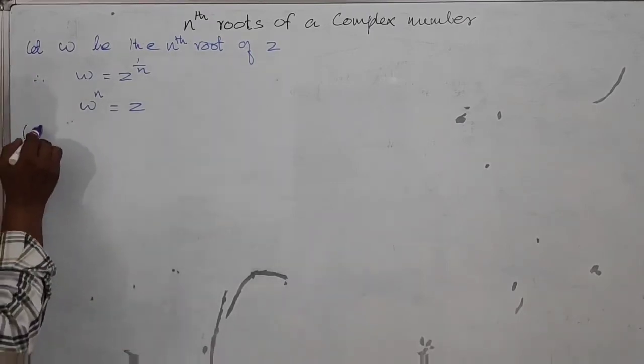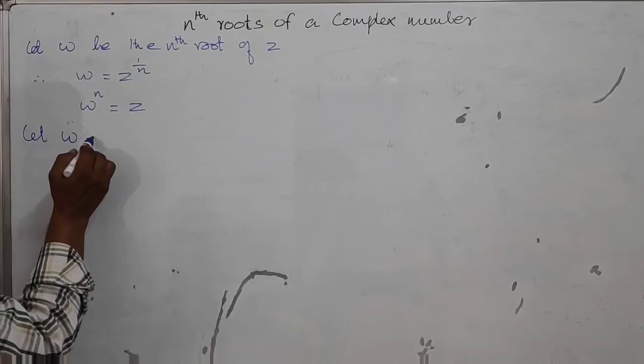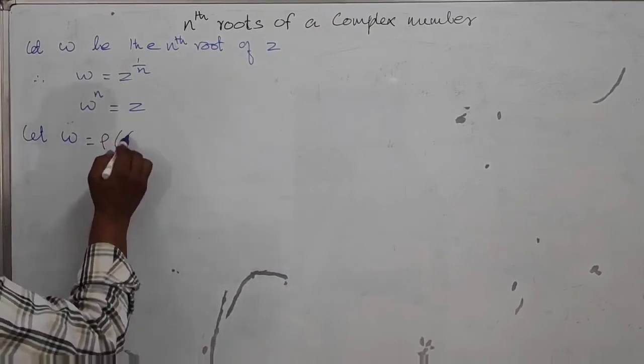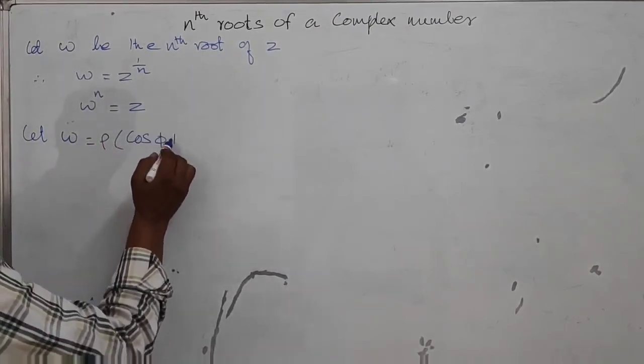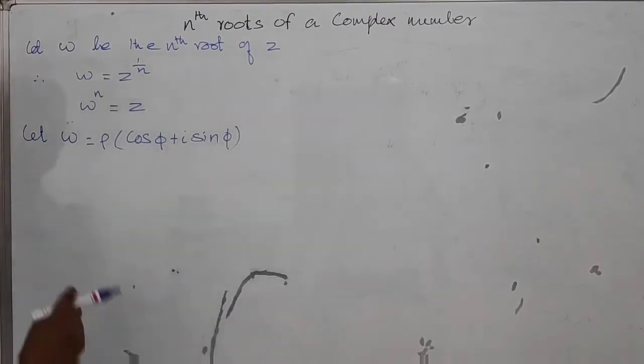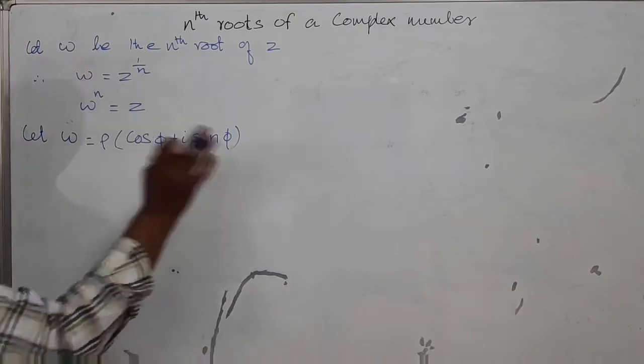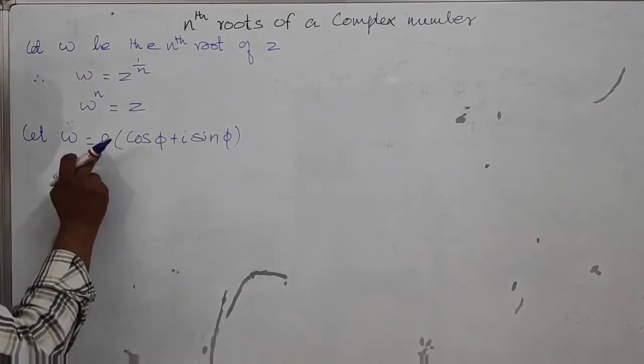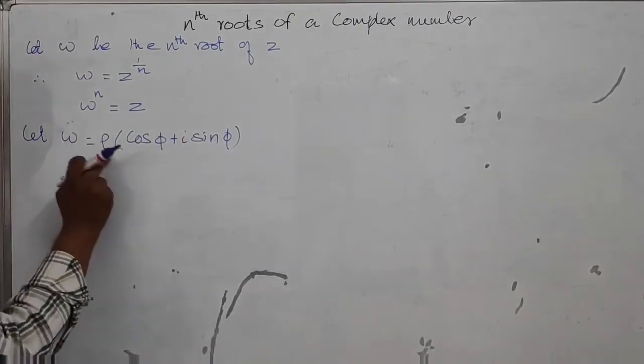Therefore, let us assume omega is equal to rho into cos phi plus i sin phi. In which form have we written this? Polar form. Its modulus is rho. Now this is omega.